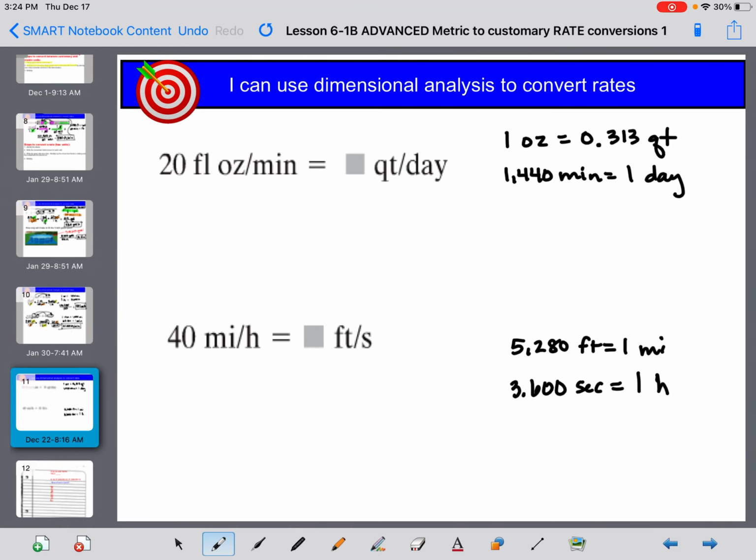All right, two more. I'm giving you the conversion factors on the right. Pause the video and try these two. Then come back and compare what you did to what I do.